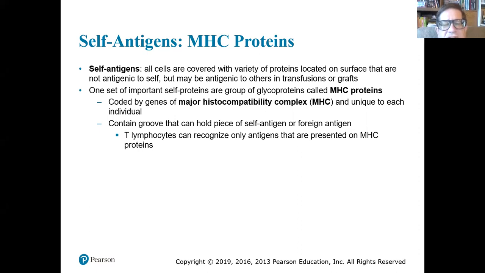These self antigens have a groove that could hold a self antigen or a foreign antigen. T lymphocytes, the ones from the thymus, can only recognize an antigen presented on a major histocompatibility complex protein.